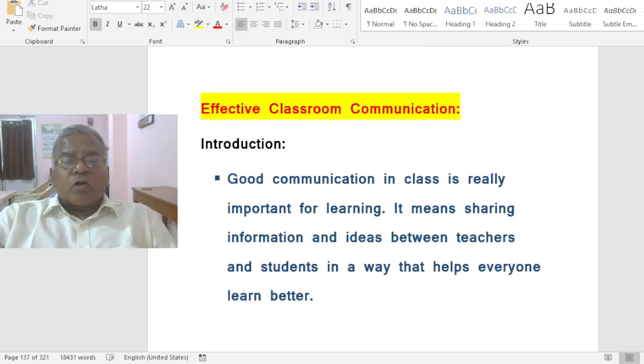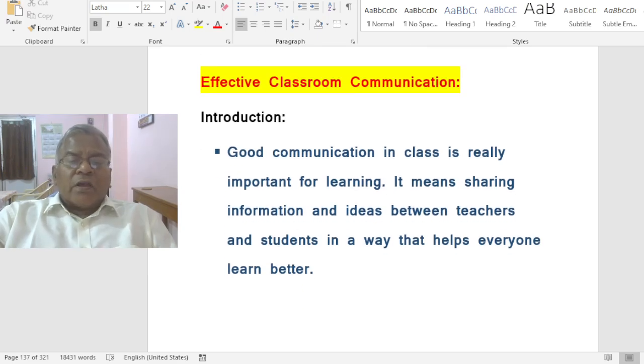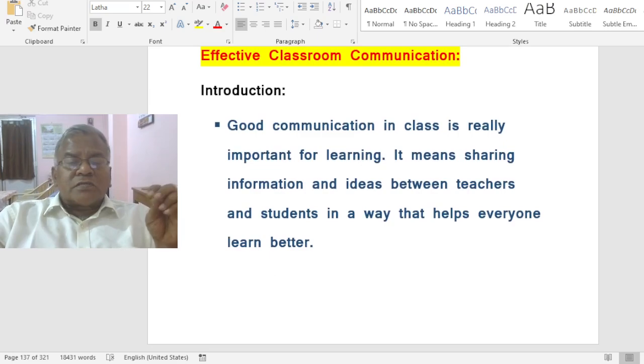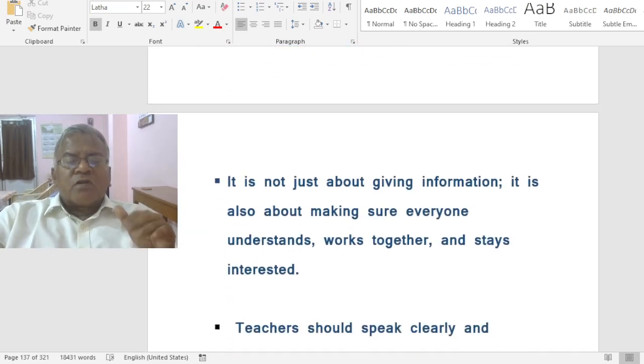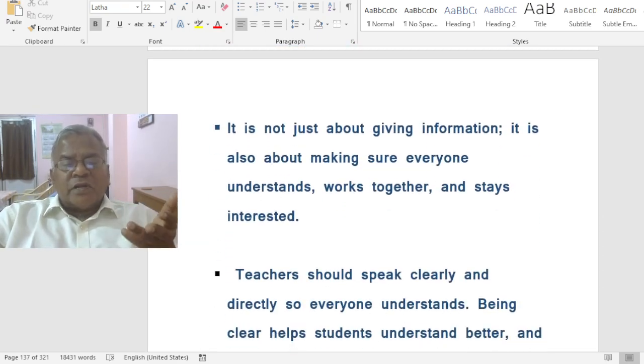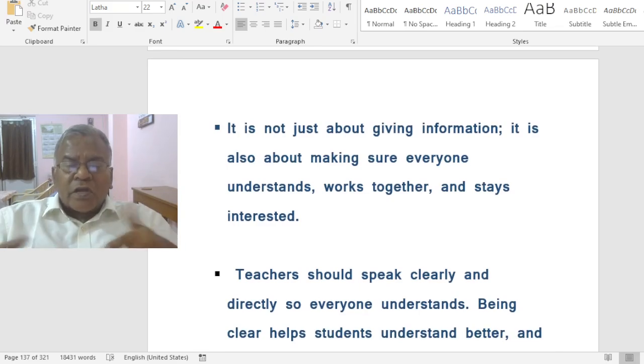Now, effective classroom communication. Good communication in class is really important for learning. It means sharing information and ideas between teachers and students in a way that helps everyone learn better. It is not just about giving information. It is also about making sure everyone understands, works together, and stays interested.